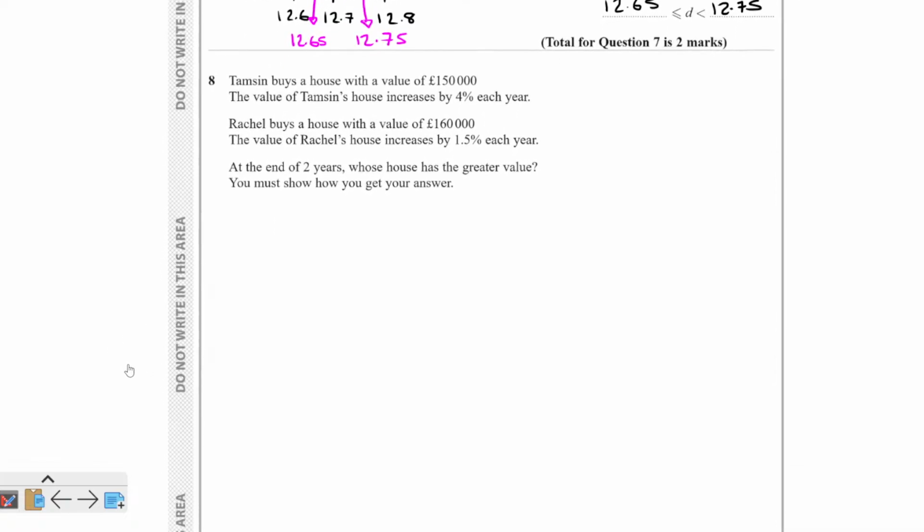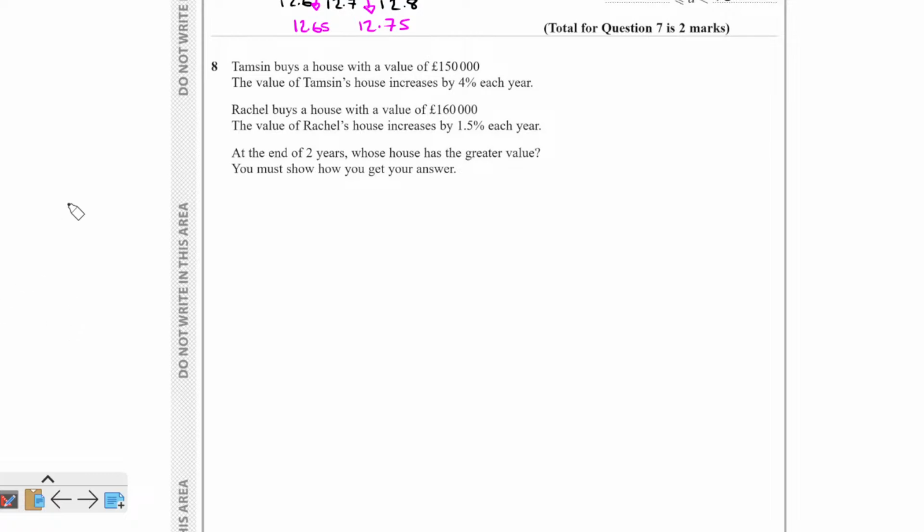Then we've got question 8. So Tamsin buys a house with a value of £150,000. The value of Tamsin's house increases by 4% each year. So this is making me think, even though it's the value of houses, this context is compound interest. I know it's not interest in terms of the context, but it's compounding, isn't it? Every year, another 4%, another 4%, another 4%. So that's the formula that I'm thinking I might need to use.